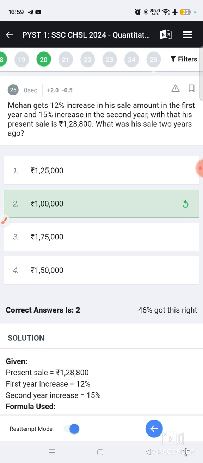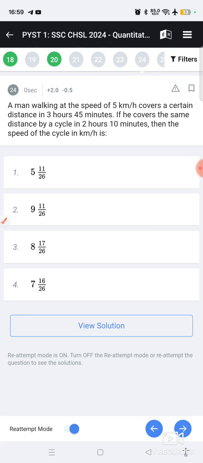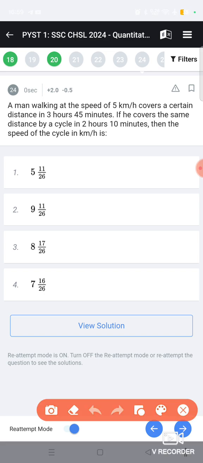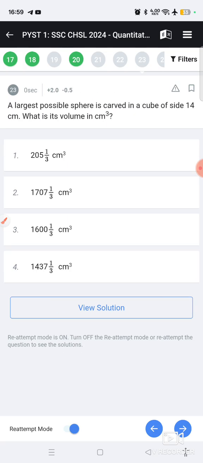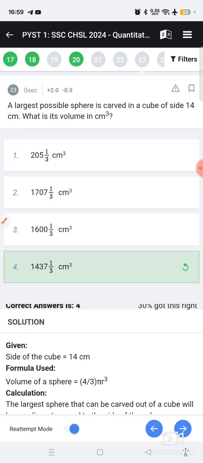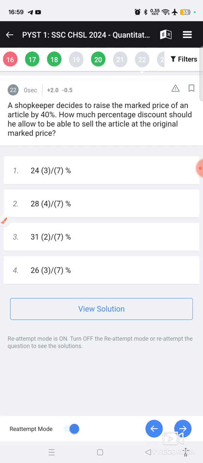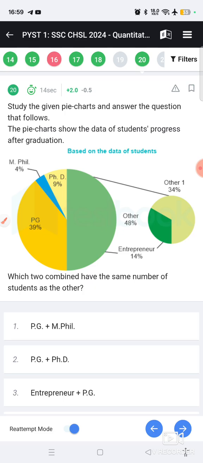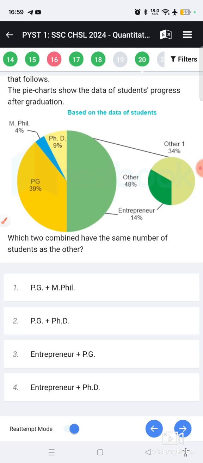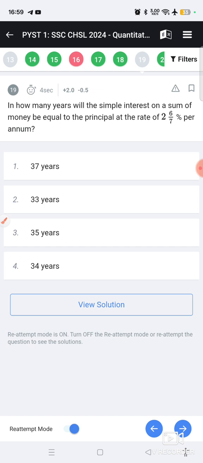and I score what? This is right. 24 is not attempted. Okay, just a second. 24 is not attempted. One question not attempted. This is right. Okay, and this is also right. Okay, and this is also right. This is also right. PG and PhD, and this is not attempted. So now we attempt it.